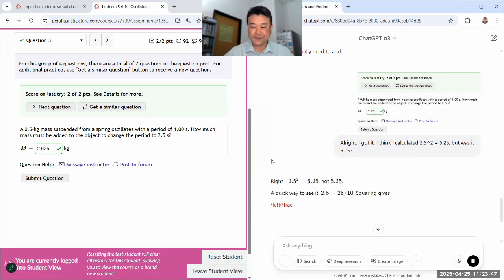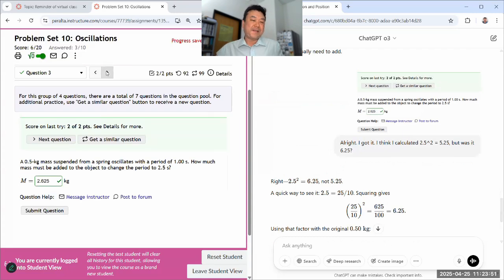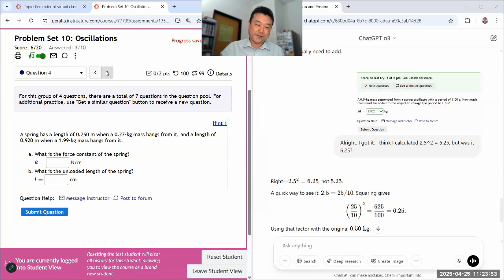Refuse to pull out a calculator. Yeah, okay, good. All right. Or actually do the calculation properly.